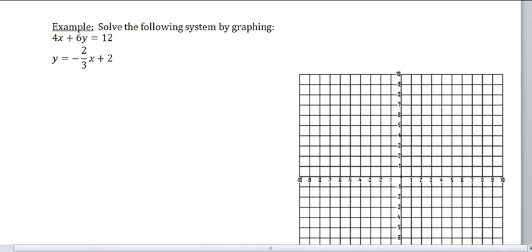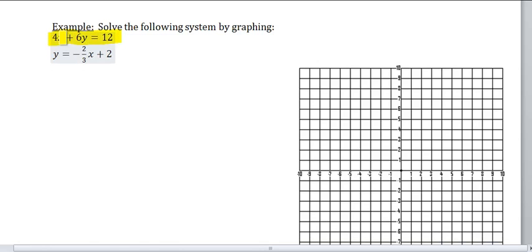In this example, we have 4x plus 6y equals 12, and y equals -2/3 x plus 2. And again, we're going to solve the following system by graphing. Again, I'm going to start by getting into y equals mx plus b form. Again, this is not the only way that you can graph these lines. You can graph these lines by plotting points, finding the x and y intercepts, whatever method you're most comfortable with. Use that method to help you graph these lines. Again, I'm going to stick with the slope and the y-intercept.